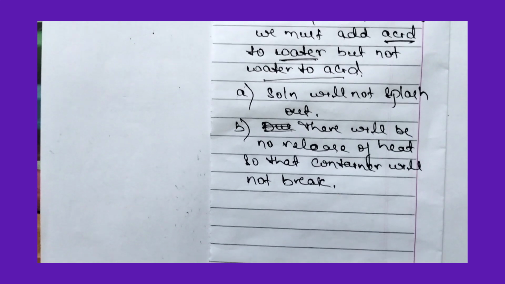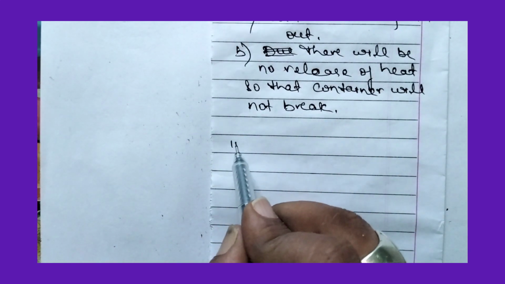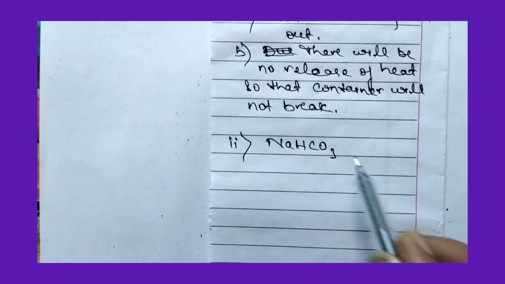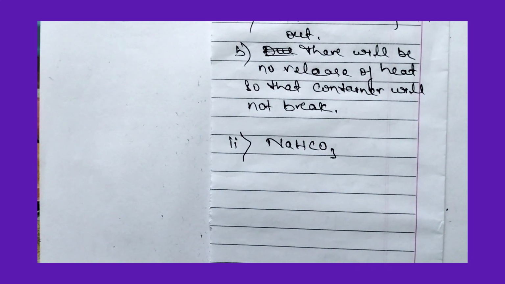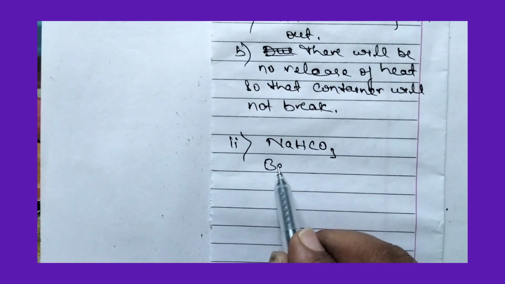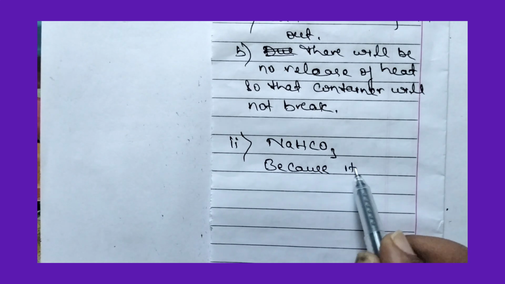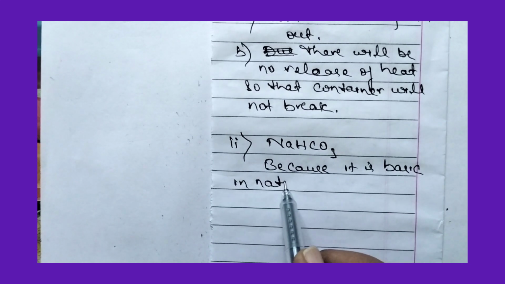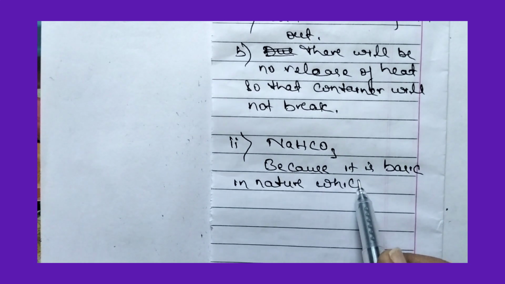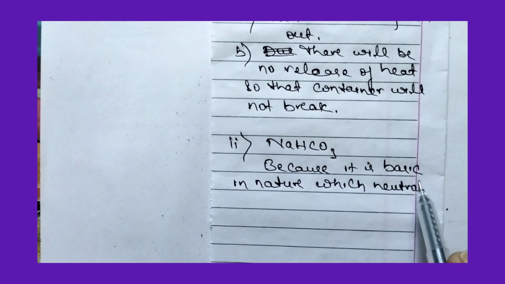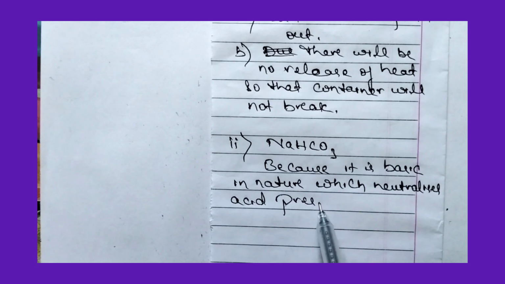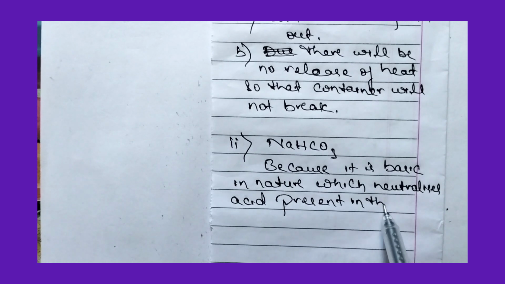Then another question is asked, the 36th: sodium hydrogen carbonate, that is NaHCO3, is used as an ingredient in antacid. Why? We have to write: because it is basic in nature, which neutralizes acid present in the stomach.